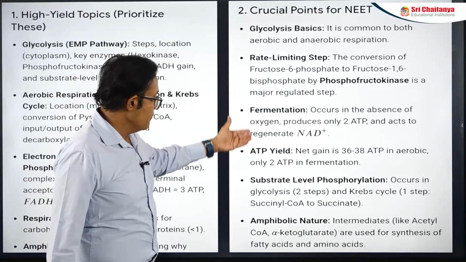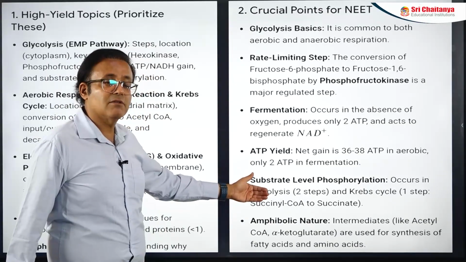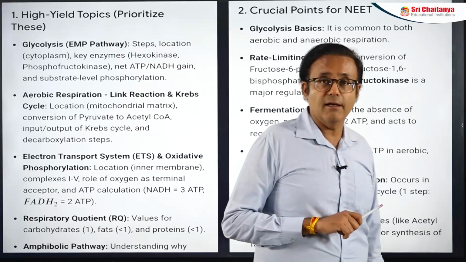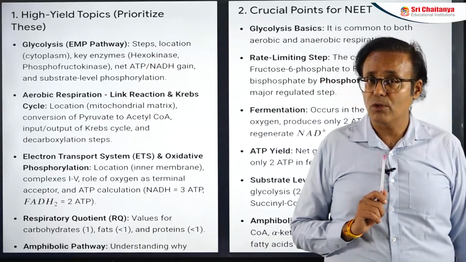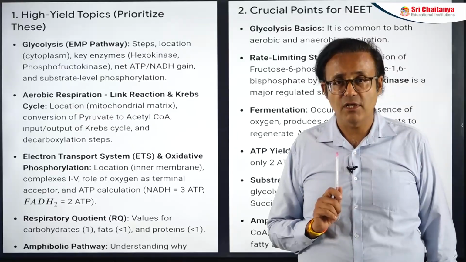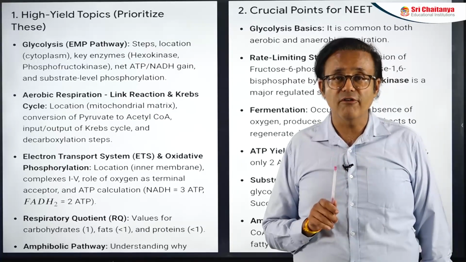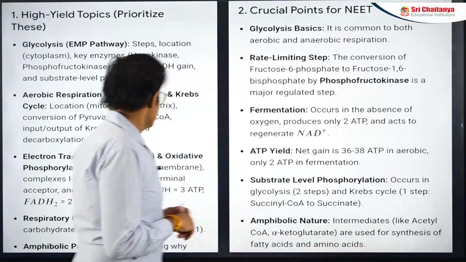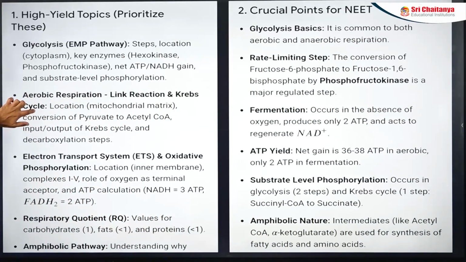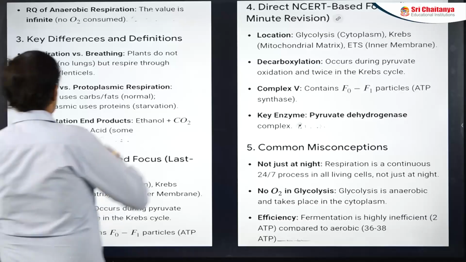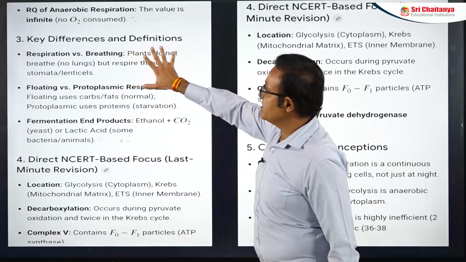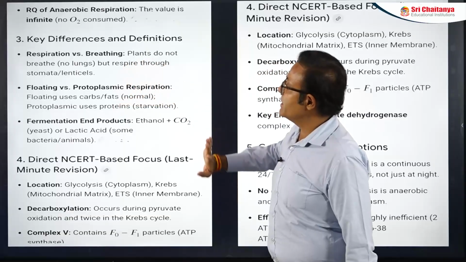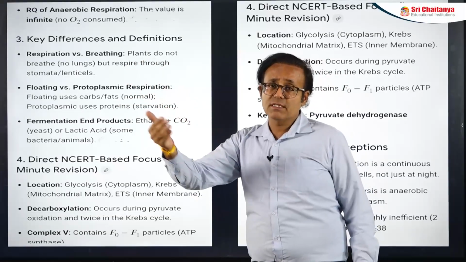And just see the rest of the other things, the amphibolic nature of the pathway, and just go through that figure of ETS given in NCERT. And just remember, it's not 2 protons now, as NCERT has given the correction. You have to remember that 4 protons diffuse at the time of the synthesis of 1 ATP in chemiosmosis. So just go through the key differences and definitions related to this chapter, like respiration versus breathing, respiration versus combustion.